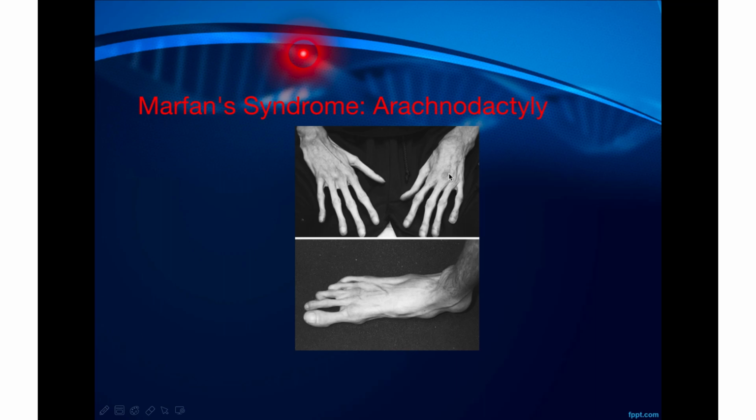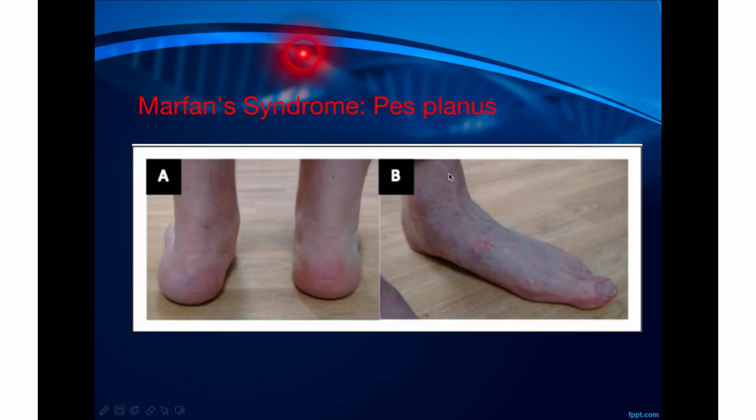Okay, so next we're going to go to the next one, which is the pes planus. Pes planus, that is the flat foot. The patient has flat foot. They don't have the normal curve that we have down here, the normal curve of the foot.